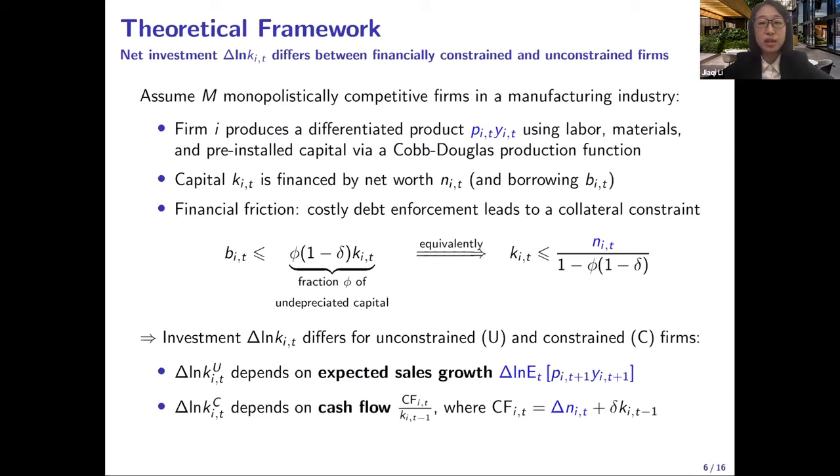So they will face a collateral constraint, and their borrowing would need to be smaller than a fraction of the undepreciated capital. And this can be equivalently written in terms of capital and net worth. So you can see constrained firms' capital is constrained by their amount of net worth. So the key prediction from the model is that the net investment will be different for unconstrained and constrained firms. For unconstrained firms, their investment would depend on expected sales growth, while for constrained firms, their investment would be very sensitive to cash flow.